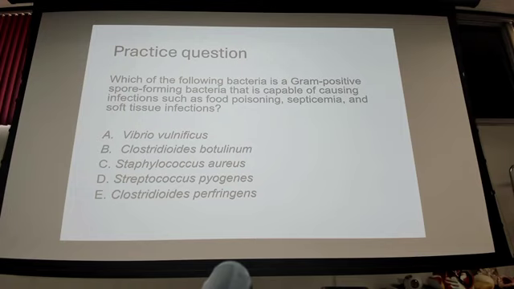Just because a lot of these might be able to also cause food poisoning, like Staph aureus can certainly cause food poisoning, we know that, we've just studied that. It can also definitely cause soft tissue infections. So if you don't know both of those pieces of information, you get a question like this wrong. Okay.